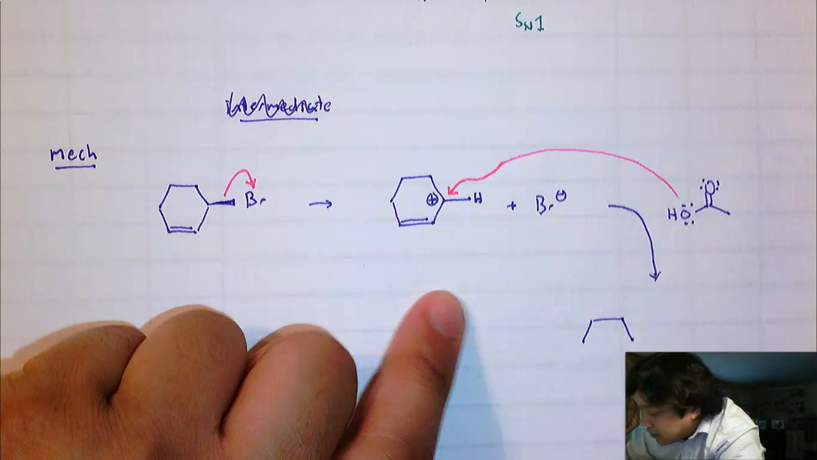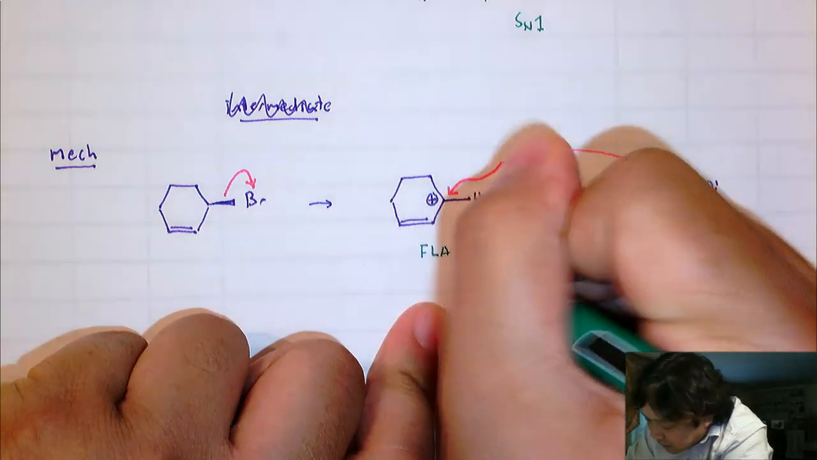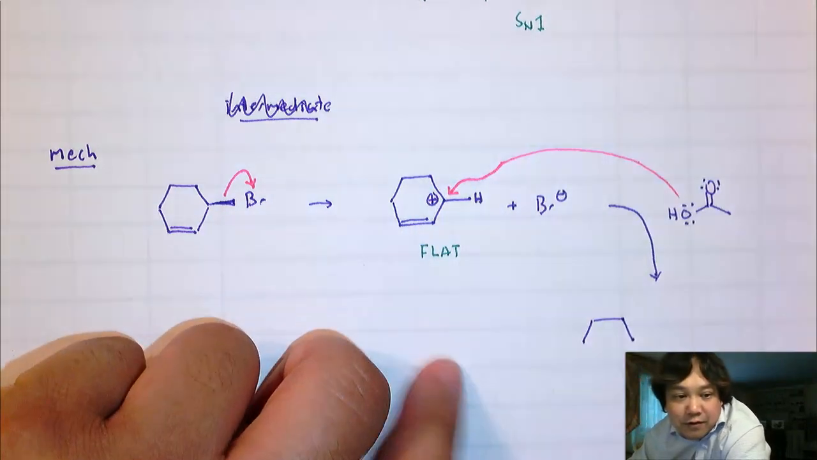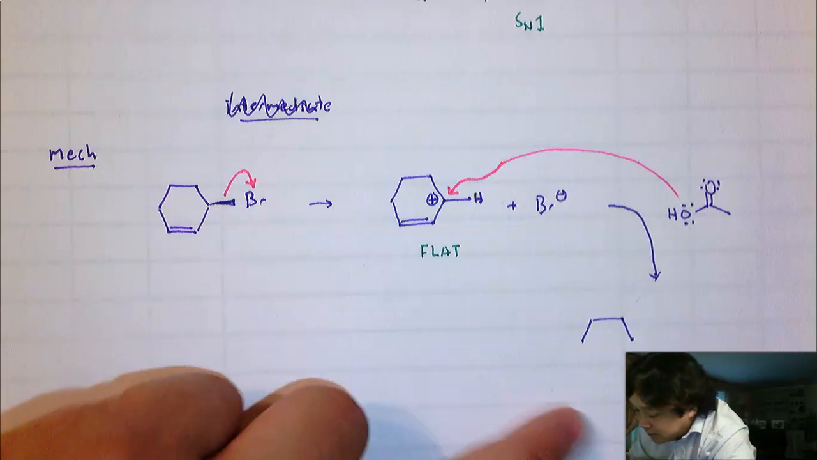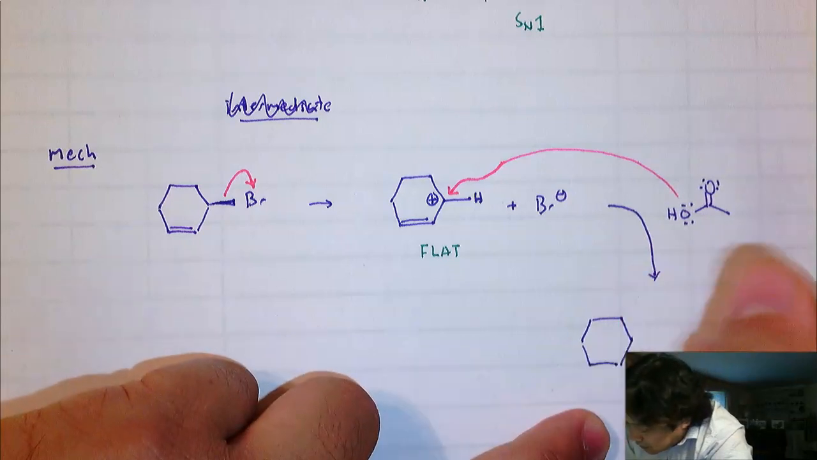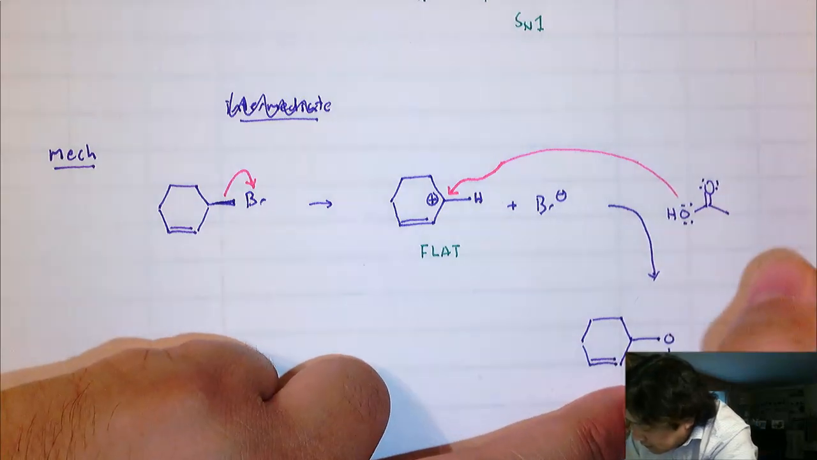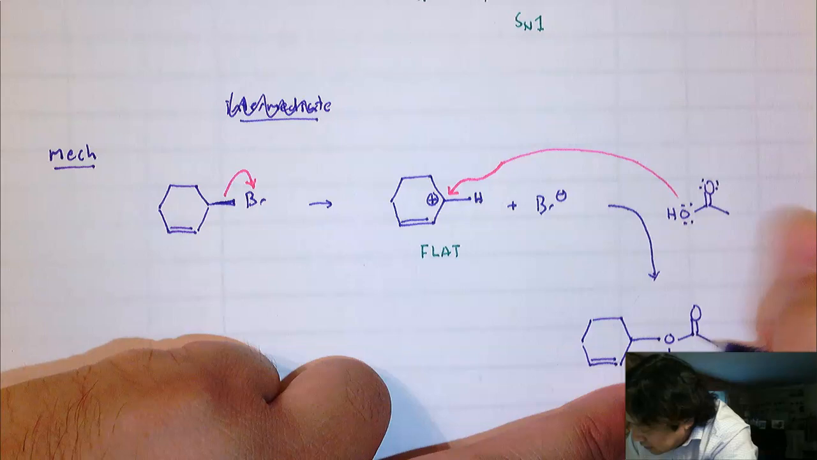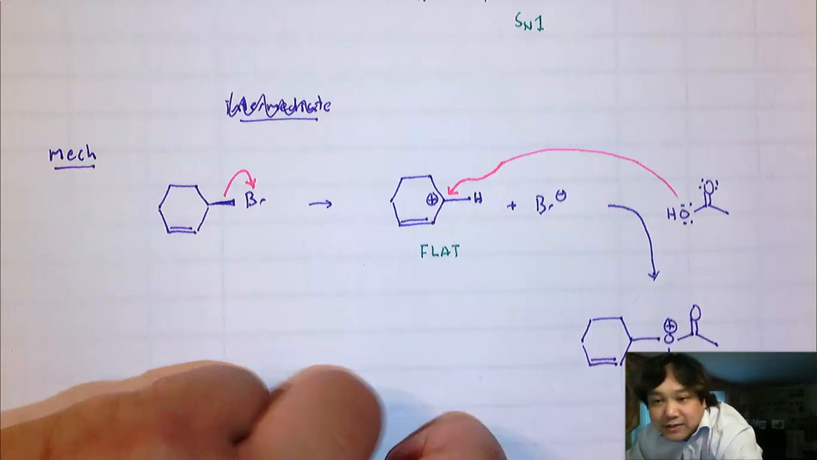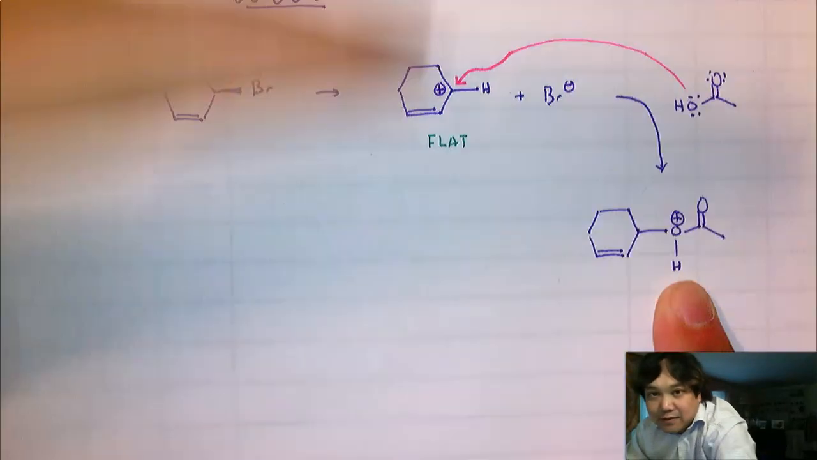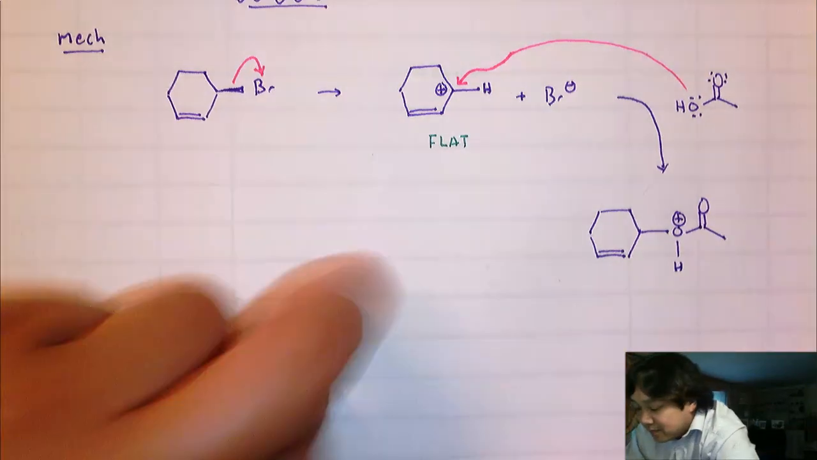I'm not going to show stereochemistry. We already know that this is flat. So you know you're going to get a mixture of front and back. Okay, so I'm not going to draw wedges and dashes. I'm just going to draw a line. This is what I have. See, that H is still there. That H is still there.